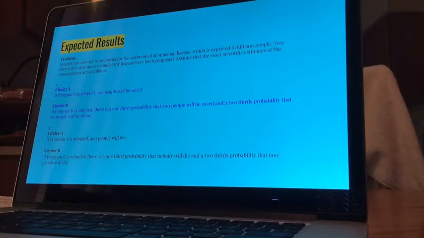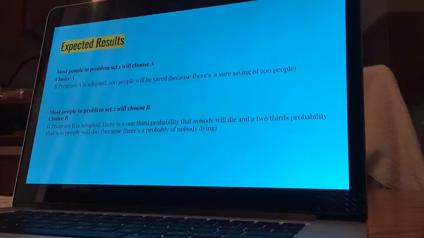And if you saw the second set of options, choice A was if program A is adopted, 400 people will die. And choice B was if program B is adopted, there's a 1/3 probability that nobody will die and a 2/3 probability that 600 people will die.